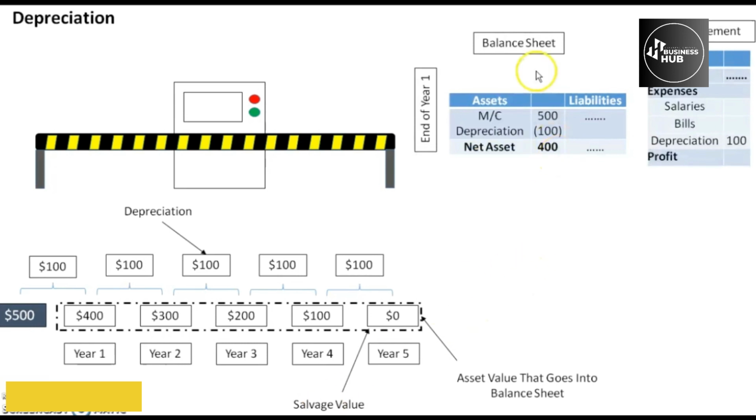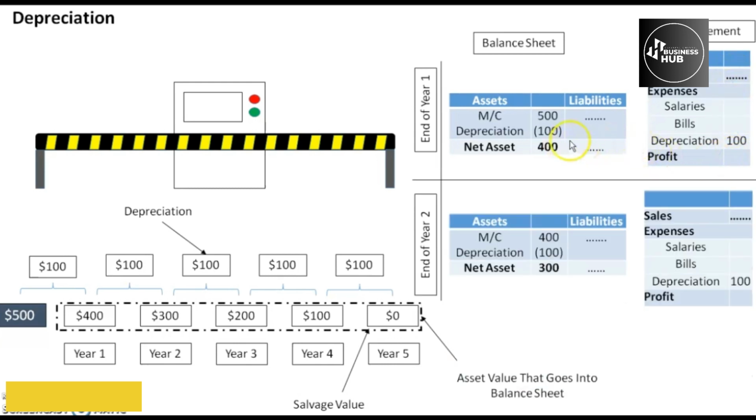Let us now get back to the balance sheet and P&L statement and see how these things look. So you have purchased a machine for $500 at the beginning of the year. It depreciated by $100 and its value is $400 at the end of the first year. Coming to the P&L statement, the depreciation of $100 has happened and your P&L statement will look something like this.